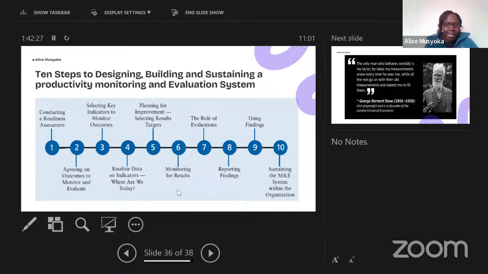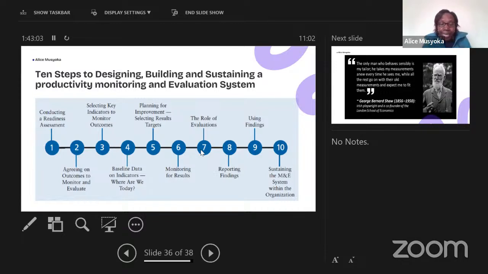Step number 6 is monitoring for results. So now we continue monitoring. That is measuring, identifying gaps, knowing where we are vis-a-vis where we wanted to be. And then step number 7, we look at the role of evaluation. So we are evaluating the results and filling in the gaps so that we are able to improve on productivity.